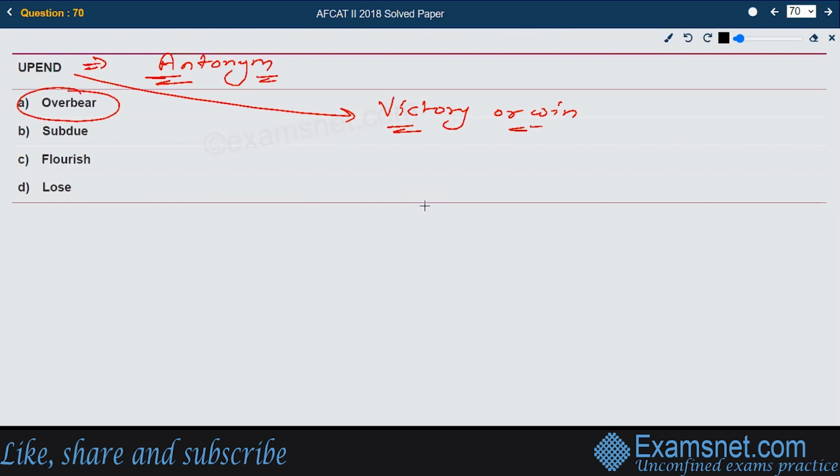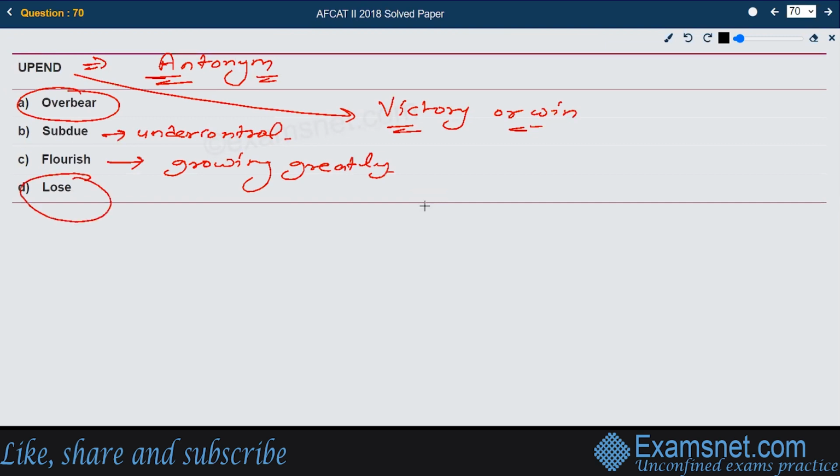First is overbear. If somebody is not able to bear something, that is called overbear. Subdue means to bring something under control, so that cannot be the right answer also. Flourish means growing greatly, so that cannot be the right answer also. It has to be something losing, and the right answer is option D, where it is losing something. So that is the opposite of upend, and that is the right answer, only option D.